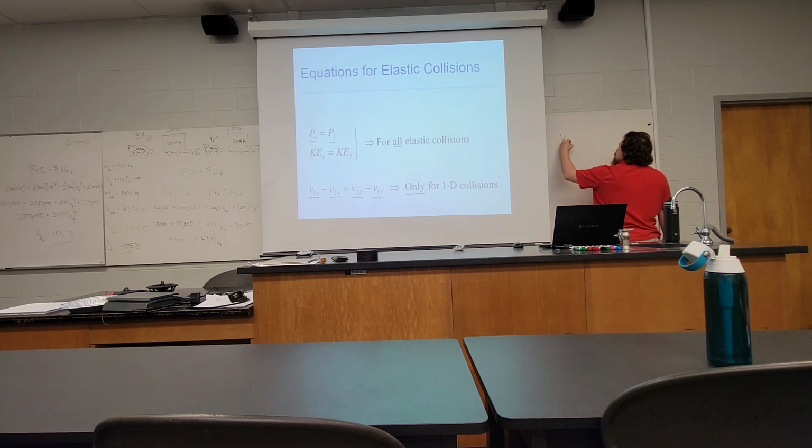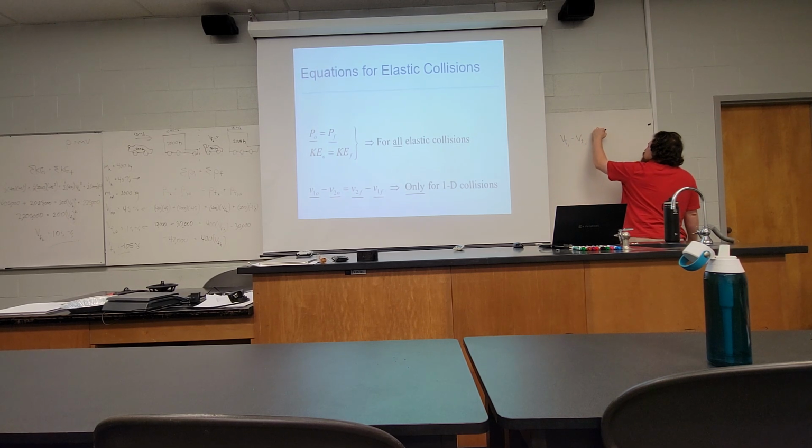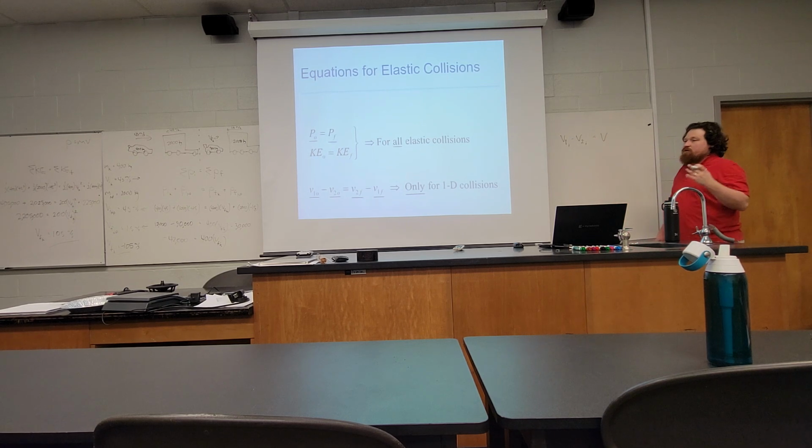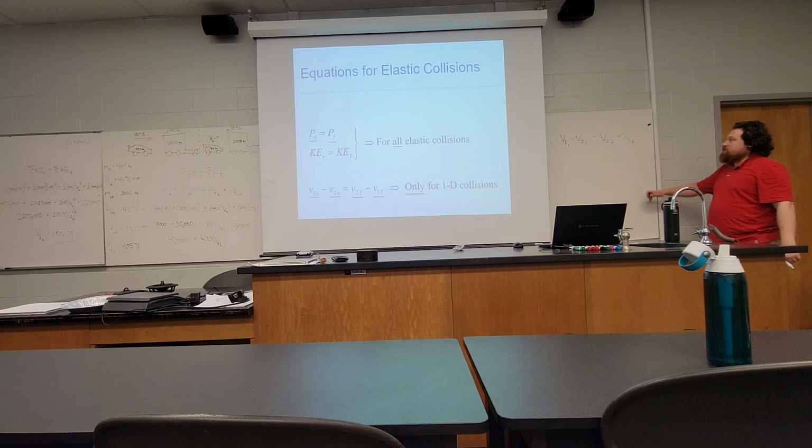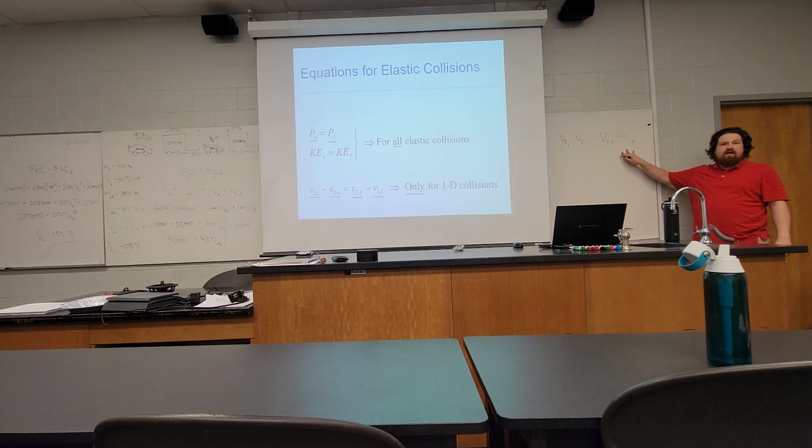This formula says velocity of object 1 initial minus velocity of object 2 initial will equal, and the order in which these are written is very important, velocity of object 2 final minus velocity of object 1 final. Note they switch positions front and back on either side. That does matter for the case of the subtraction.